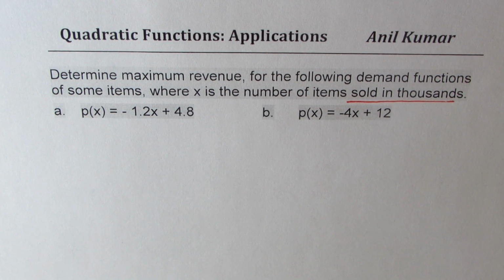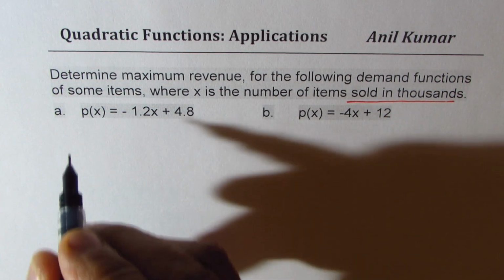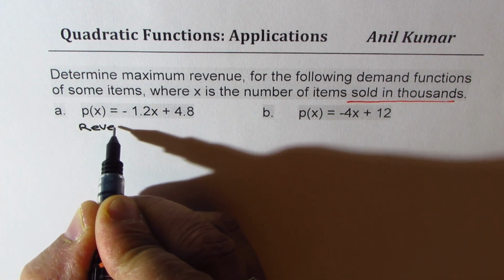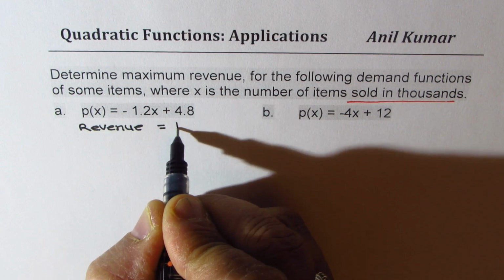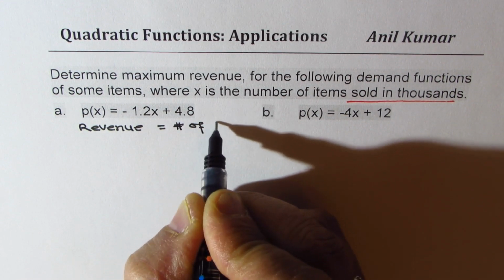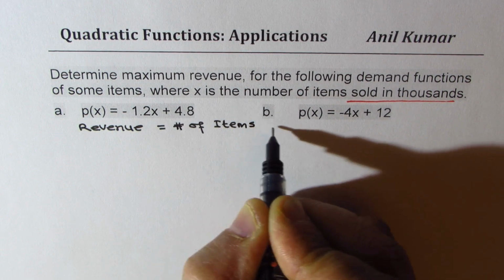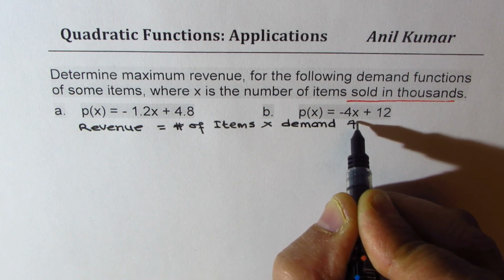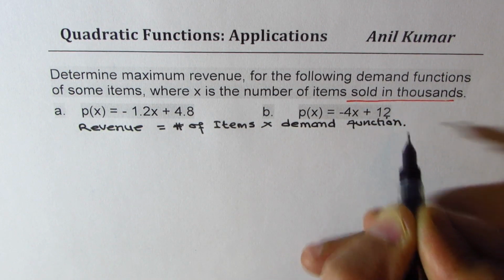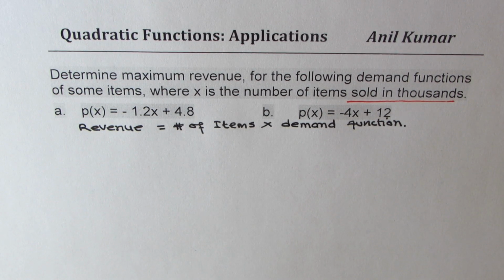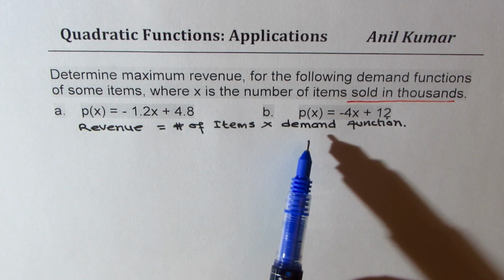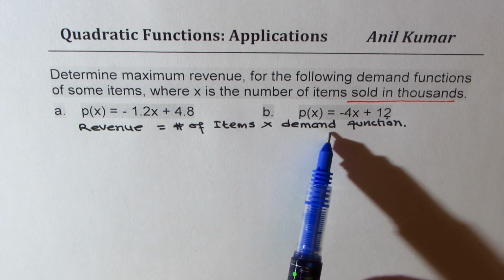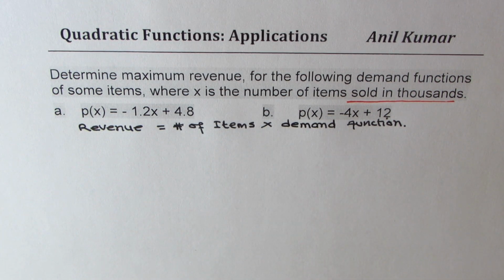Now what is revenue and how is it related with demand function? So let's look into this part first. We know revenue is equal to the number of items times the demand function. That is a straightforward relation. Revenue is the dollars generated when you sell an item. So demand is the selling price, and the number of items sold for that price. So in short, that is what it is.